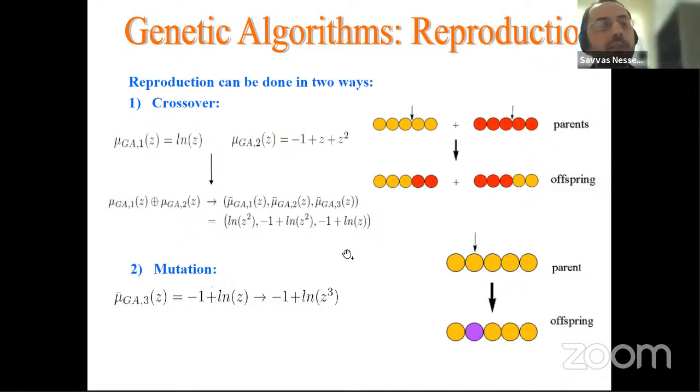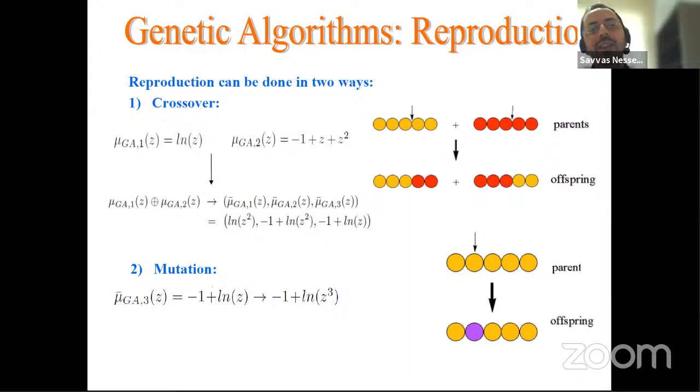And finally, to introduce even some more variety, you apply the mutation operation. So if you have a function which is -1 plus log z, you might randomly change the z to the cube, or the plus you might change to a minus, and so on and so forth. And again, this is similar to what happens in nature. You might have some bacterium that lives happily, but it's hit by some X-rays or whatever, and then it mutates, and it can have different properties.